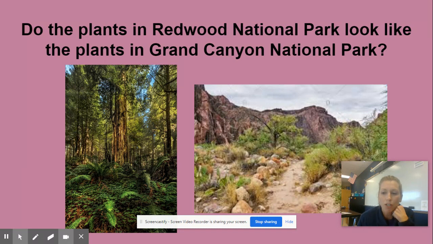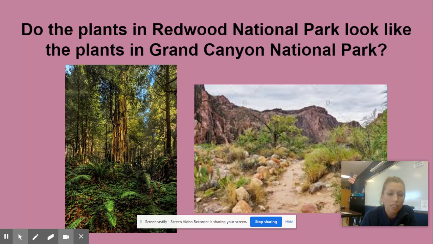So my question for you today is, do the plants in the Redwood National Park look like the plants in the Grand Canyon National Park? Here they are side by side. We have the Redwood Forest, which is in California, and it is kind of close to the coast and it gets lots and lots of rain. And then we have the Grand Canyon National Park, which is in Arizona, which is hot and dry. And they look very different. The plants look very different.